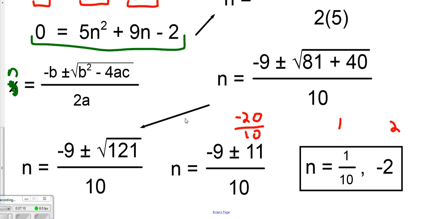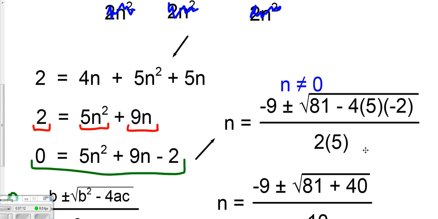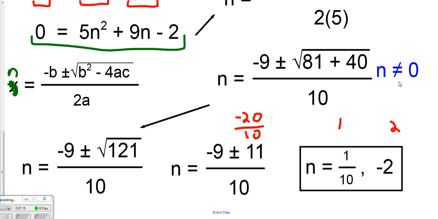The last thing we need to remember was this excluded value. I'm going to bring it all the way down. n cannot be 0. Let's double check. Was either of our n values 0? No, it was not. So these are your two answers, 1/10 and negative 2.